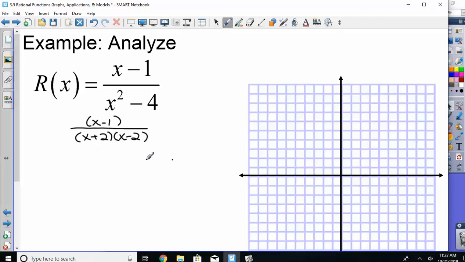Write it in lowest terms. Does anything cancel out? No, so we don't have any holes in our graph. This is reduced. So now we can start with our intercepts.